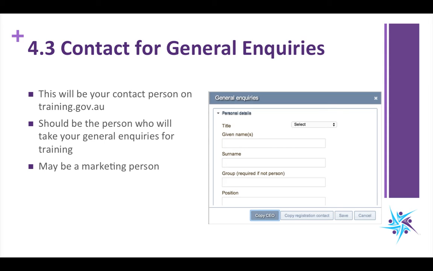So that could be inquiries@abcrto.com.au. So that way it's not specific to a person, but you can change that around from different people. Normally your general inquiries will be your marketing person or a salesperson. It could also just be your general admin person, a receptionist, someone who will be able to answer questions for general inquiries for courses.